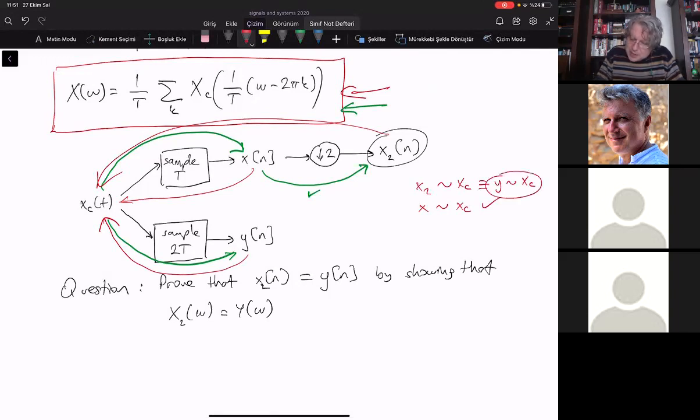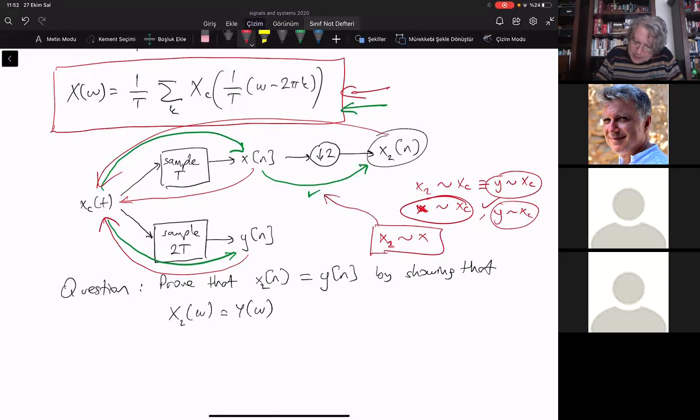Using this relation and this relation, we will relate x sub 2 to x of n. So x to x sub c and y to x sub c. I have to put this one too. So using these three equations, we will relate x2 to x. What is the relation here? Which we didn't find yet. We will find it. We will discover it. So it will be a two-way verification of the formula for downsampling.